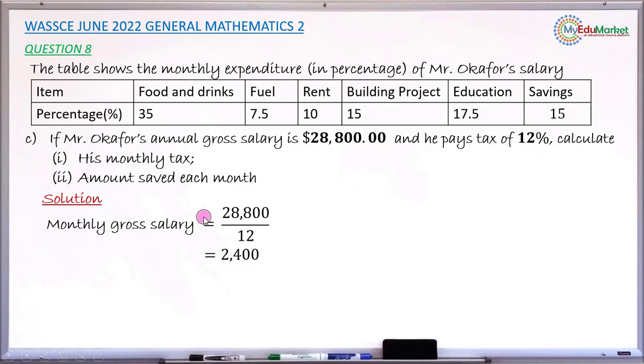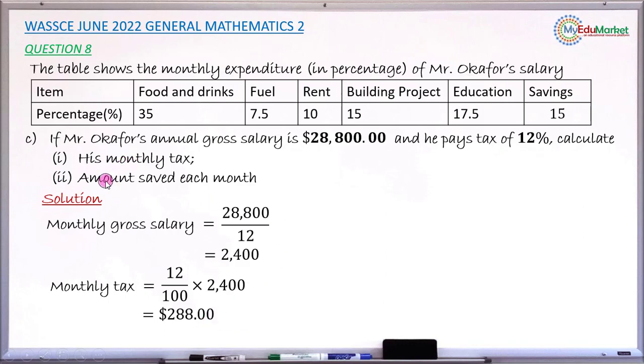So from this, I will now calculate his monthly tax. The tax is 12% of this 2,400. That is his gross monthly salary. So monthly tax will now be equal to 12% of this 2,400. So I'm going to have 12 over 100 multiplied by 2,400. If this calculation is done correctly, you now have $288. This will now be the tax that he's going to pay each and every month. So that answered the Roman 1 question.